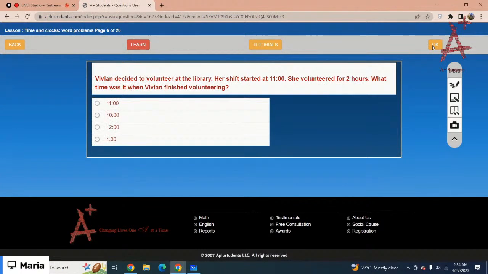Vivian decided to volunteer at the library. Her shift started at 11. She volunteered for 2 hours. What time was it when Vivian finished volunteering? 11, 12, and 1. So that means after 2 hours it would be 1.